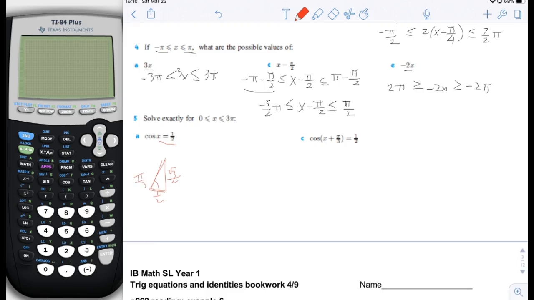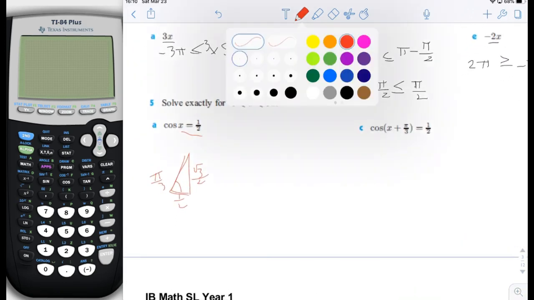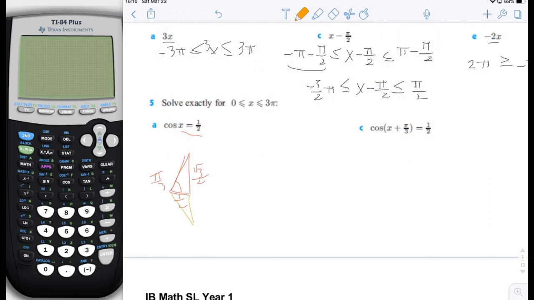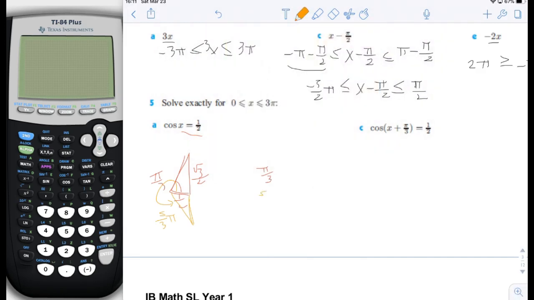Where's another triangle that also has a cosine of 1/2? That would be the triangle that's reflected down, like that. So that would be like negative pi over 3, or we could also call it 2 pi minus pi over 3, which would be 6/3 pi minus 1/3 pi, which is 5/3 pi. Okay, so those would be the two possibilities. The first possibility is pi over 3. The second possibility is 5/3 pi.